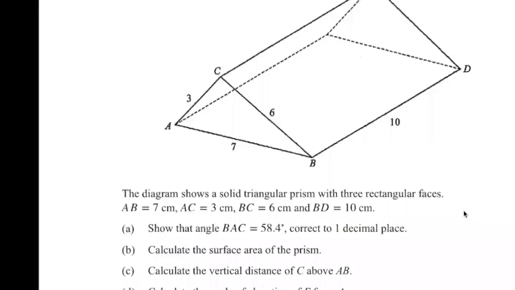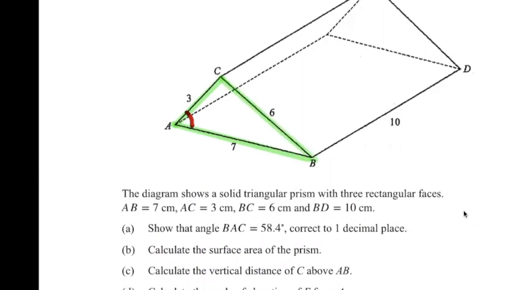Okay, so for part A and part B, right? Part A wants you to show that the angle BAC is 58.4. So BAC is this angle over here. Okay, so again, every time you do a trigo question, got angle, got triangle, right? Ask yourself what triangle is this angle part of? So this is the only triangle that this angle is part of.